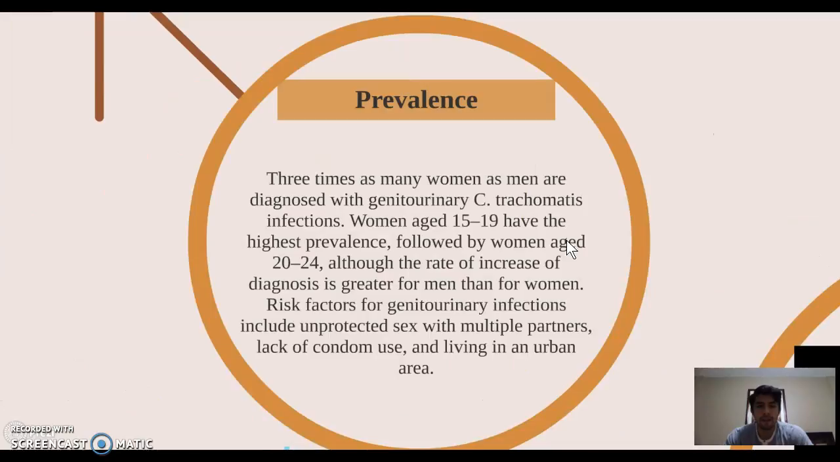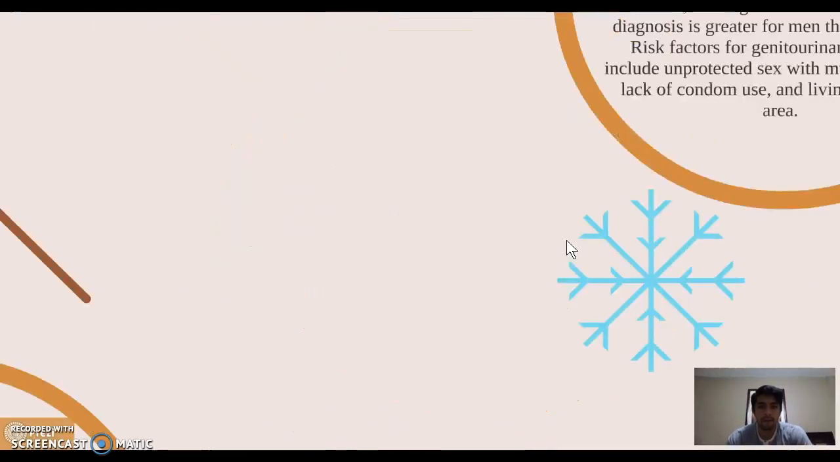Prevalence. 3 times as many women as men are diagnosed with genitourinary Chlamydia trachomatis infections. Women aged 15 to 19 have the highest prevalence, followed by women aged 20 to 24. Although the rate of increase of diagnosis is greater for men than for women, risk factors for genitourinary infections include unprotected sex with multiple partners, lack of condom use, and living in an urban area.